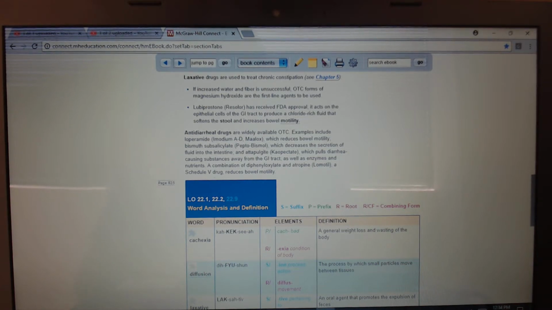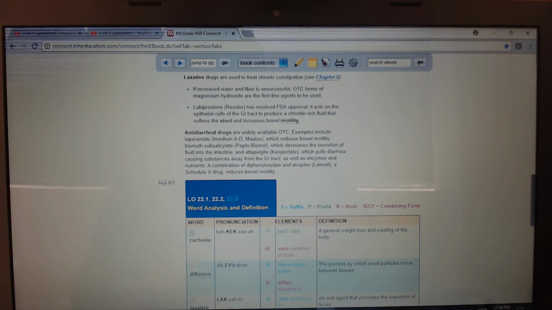Laxatives are used to treat chronic constipation. If increased water and fiber is unsuccessful, over-the-counter forms of magnesium hydroxide are the first agents to be used. Lubiprostone, Amitiza, has received FDA approval. It acts on the epithelial cells of the GI tract to produce a chloride-rich fluid that softens the stool and increases bowel motility. Antidiarrheal drugs are widely available over the counter.